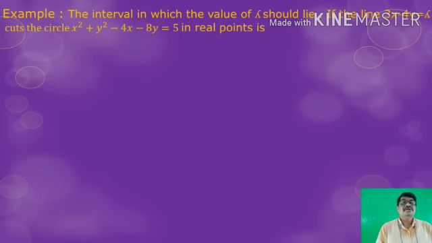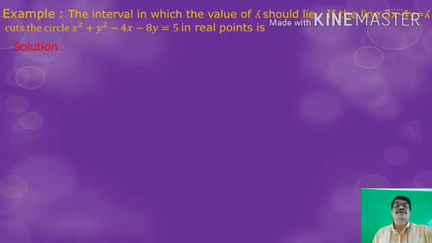Here the given line 3x minus 4y is equal to lambda intersects this circle x square plus y square minus 4x minus 8y is equal to 5 in real points. So this is the case here. Then what is the interval? What are the bounds of lambda? That is, what values of lambda lie in the interval. Now we have to find the range of lambda. This is the problem here. See the solution.